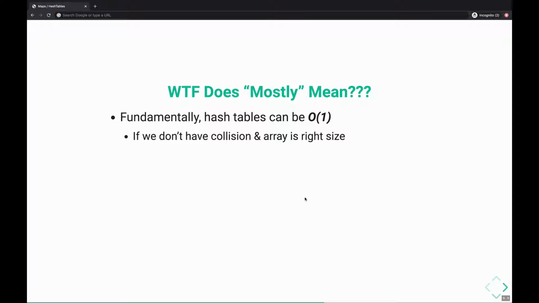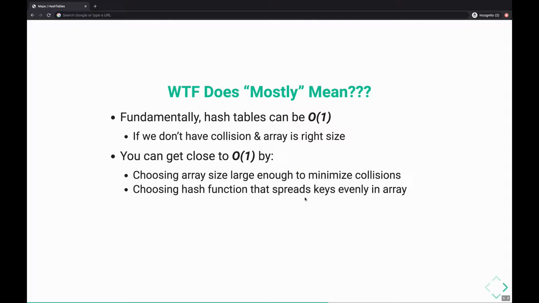Now, why mostly constant time? What does that really mean here? So fundamentally, an ideal hash table can be constant time. But that's assuming we don't have collisions and that the array is perfectly sized. Because we could have some massive array or we could have some tiny array and it's too small and now we have a bunch of collisions. So the key to getting close to a constant time hash table is choosing the right array size in order to store your information as close as possible without collisions. And we also want to choose a hash function that spreads keys evenly across an array. That way we can also hopefully minimize collisions.